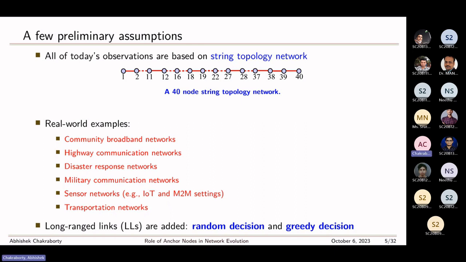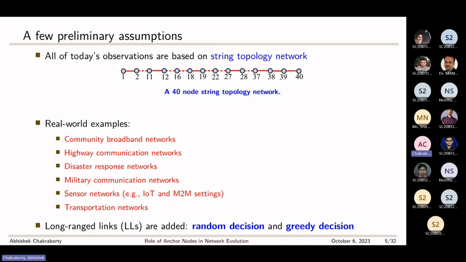Because if you can see in this string topology, if one of the links is not working, there will be islands of multiple networks. And we can find this kind of string topology network in many real world examples, like community broadband networks, highway communication networks, disaster response scenarios, and many real world military communication networks. Now in IoT, and M2M settings, even Industry 4.0, there also you can find multiple string topologies.